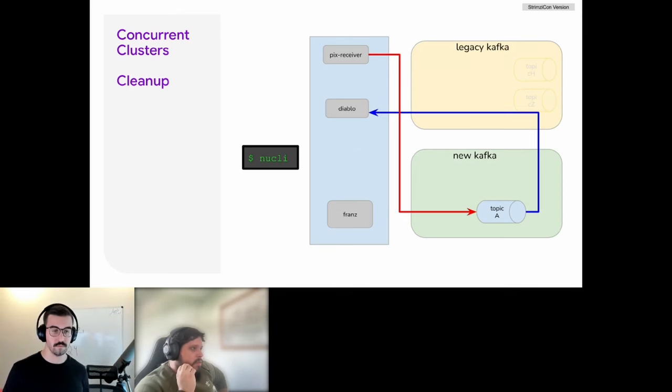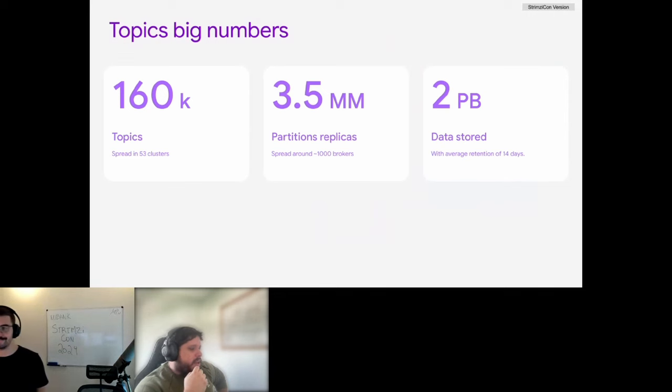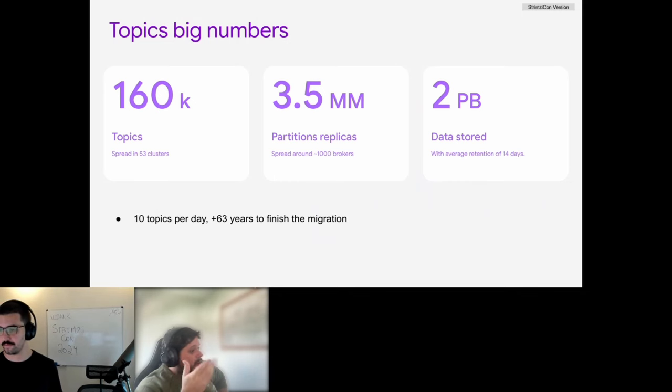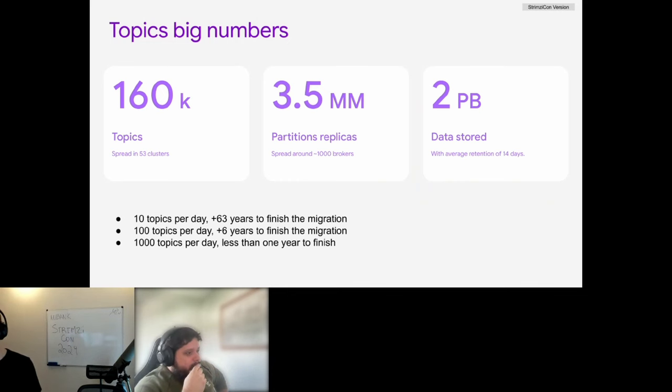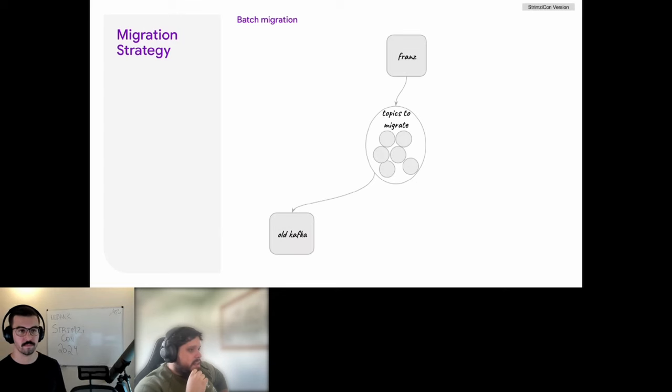So that's only for one topic, but Nubank has 160,000 topics across all the clusters. We found out that if we migrate one topic per day, it would take 63 years to finish the migration. If we migrate 100 topics per day, it would take 6 years. And if we migrate 1,000 topics per day, we can finish the migration in less than 1 year. And that's our target.